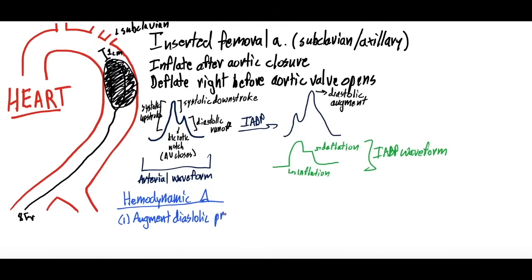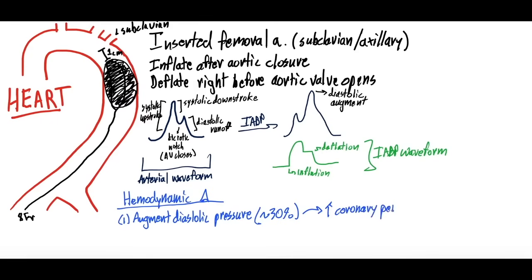Because the balloon inflates, plugs that proximal aorta, and increases the diastolic pressure because the balloon is inflated in the aorta. And it can do so by as much as 30% increase. The other thing this also then does is it increases coronary perfusion.